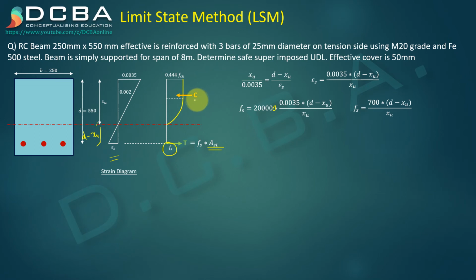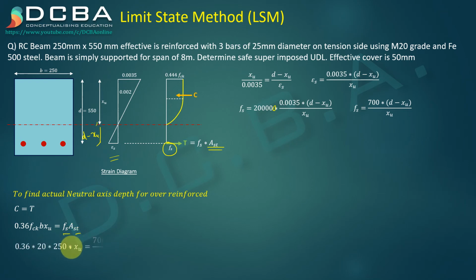So again I have to equate C and T. C is equal to T to find actual neutral axis depth. So 0.36 FCK BXU is equal to Fs into AST. 0.36 into 20 into 250 into XU is equal to Fs. I'll put directly this value, 700 into 550 minus XU upon XU into AST. So the only unknown here is XU, which is your actual neutral axis, which comes out to be 343.7123 mm, correct?